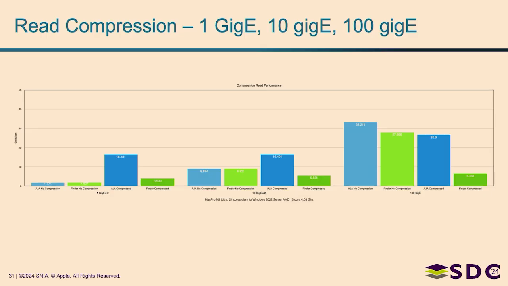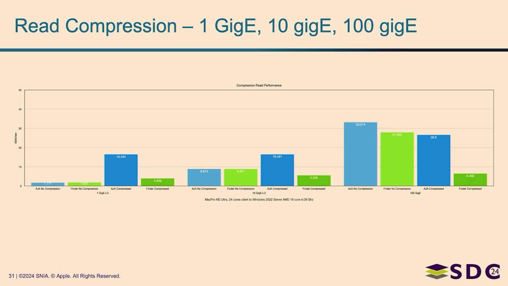I'm running out of time, so I have to go faster. Here are a little bit of performance results. We have 2 1 gig channels in the middle, a 10 gig channel, and then a 100 gig channel, and then it's the gigabytes per second. And you have AJA no compression, and then the same kind of color, AJA compressed. So like on 1 gig, it jumps quite significantly. It goes from like 1.7 gigabits per second to like 16.